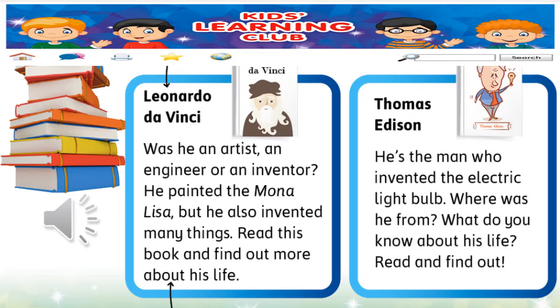Module 6, Project 1. Look at the text below. Where can you find a text like this? Read and find out. Kids Learning Club. Books you must read. Leonardo da Vinci. Was he an artist, an engineer, or an inventor? He painted the Mona Lisa, but he also invented many things. Read this book and find out more about his life. Thomas Edison. He's the man who invented the electric light bulb. Where was he from? What do you know about his life? Read and find out.